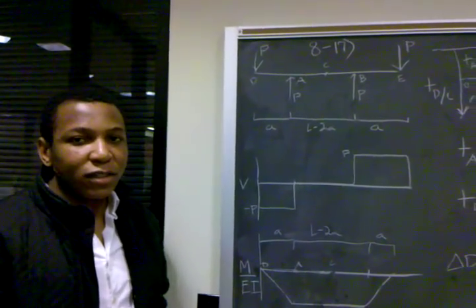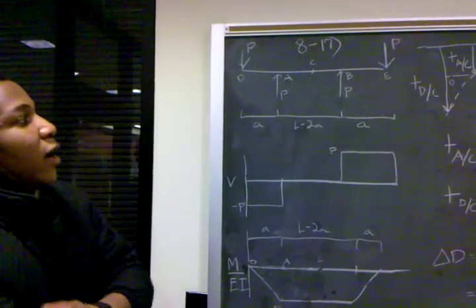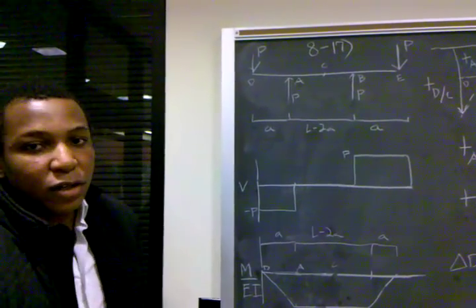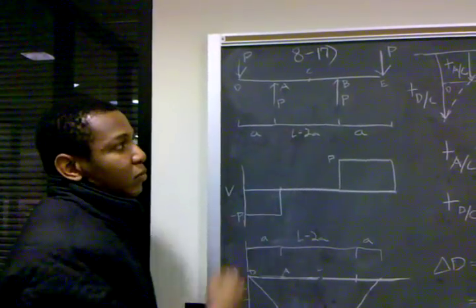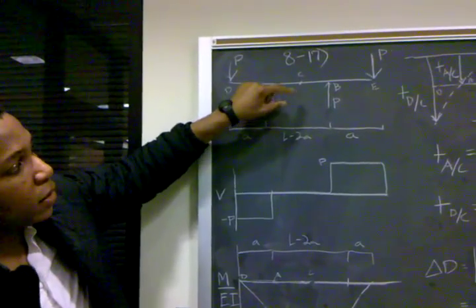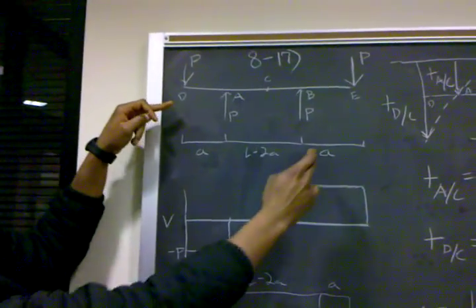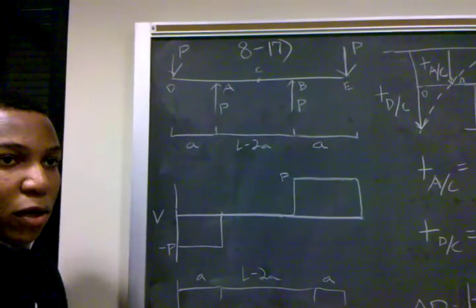Hi, my name is Bashir, and our group is doing problem 817. What we're trying to do is find the distance A where the supports at A and B should be placed so that the deflection at C will be equal to the deflection at the ends where the forces are acting upon.